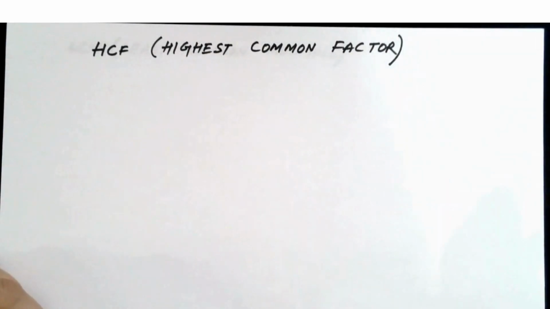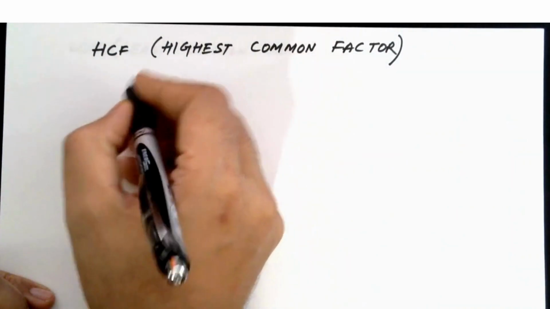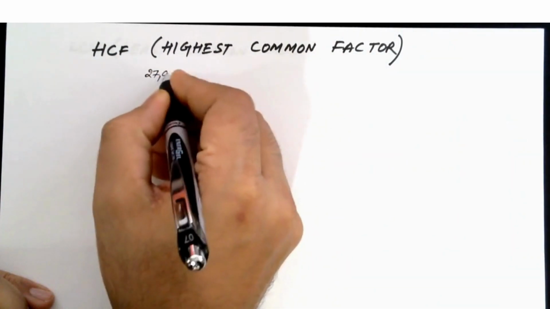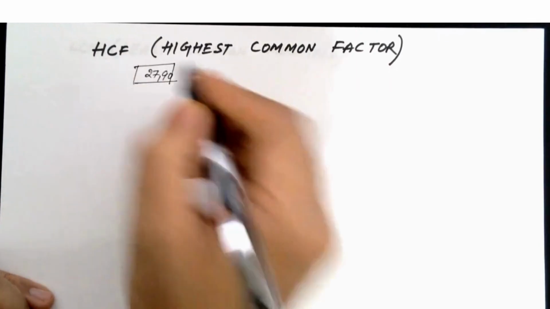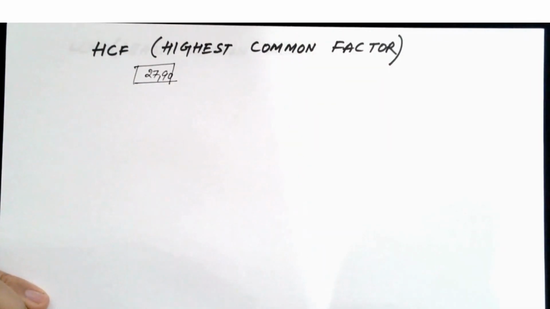Before proceeding further, we will discuss at least once how to find the HCF and LCM of two numbers. Let's take two numbers 27 and 90 and we will be finding the HCF and LCM of these two numbers. We have discussed some other methods to find HCF and LCM in other videos, but here we will only stick to the common division method.